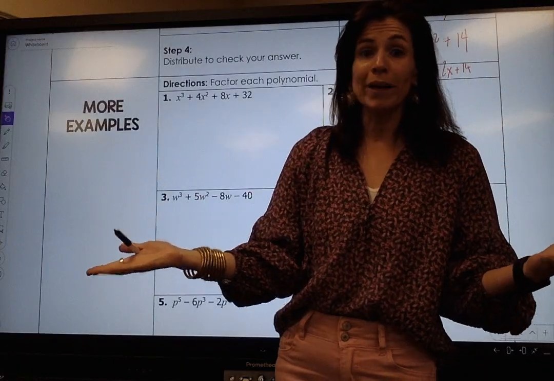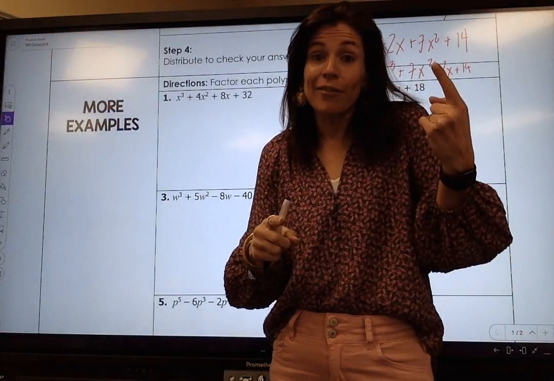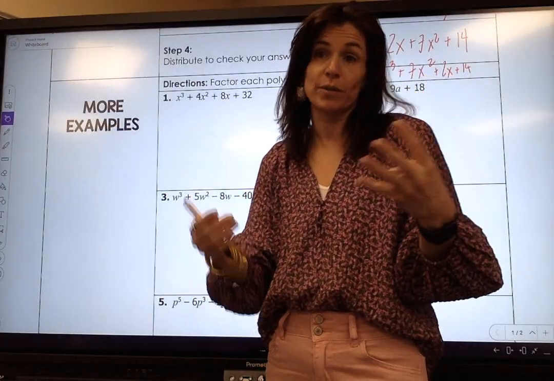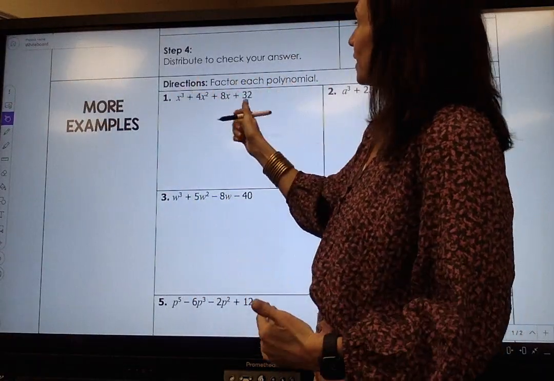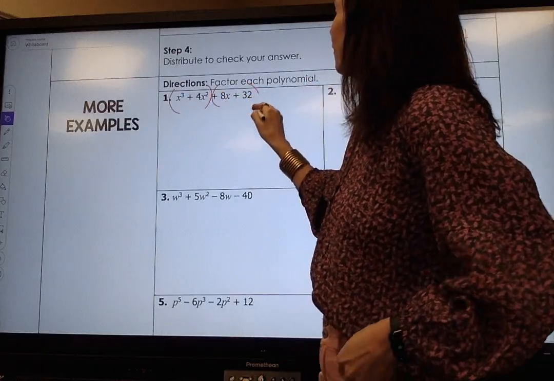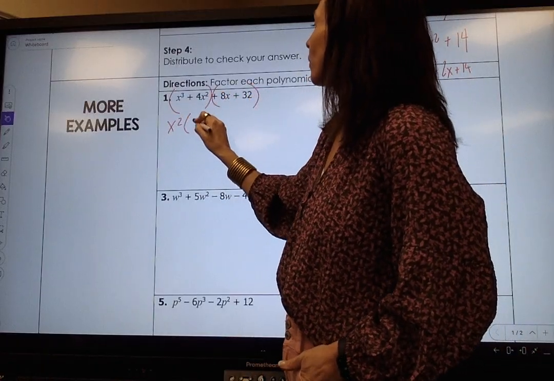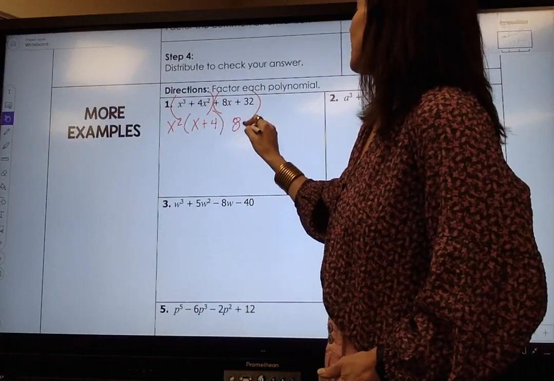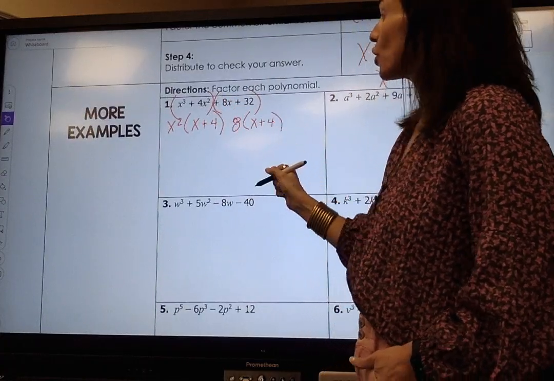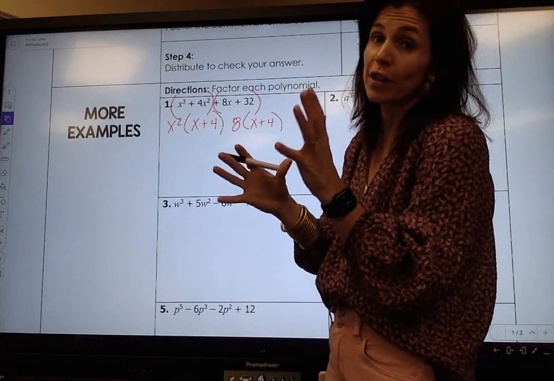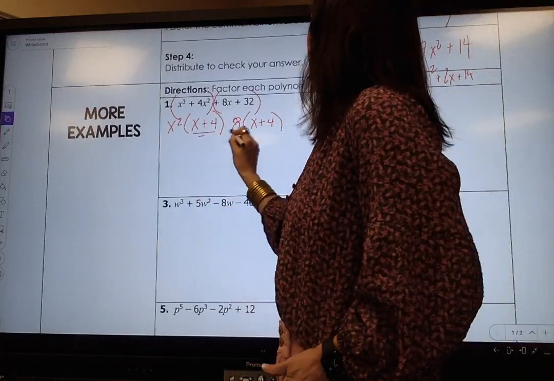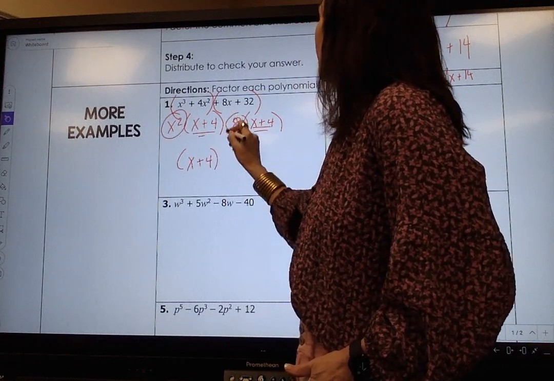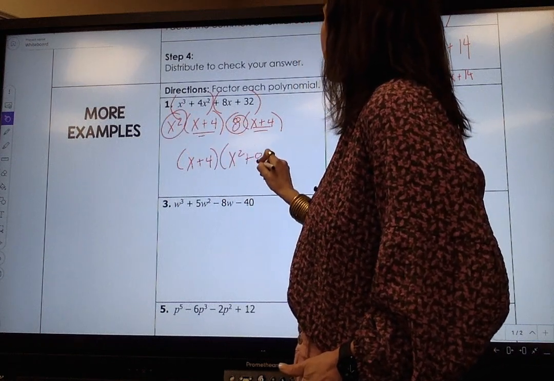And when do we use grouping? Well, when there's no GCF, there's not a difference of squares. It's not a trinomial. It has 4 terms. So they're in descending order. I split them into half, take out my GCF, x squared. I get an x plus 4. Take out my GCF of 8. I get an x plus 4, which is great. They better match. If they don't match, I've done something wrong. So I'm going to keep x plus 4, and then I bring in x squared plus 8.